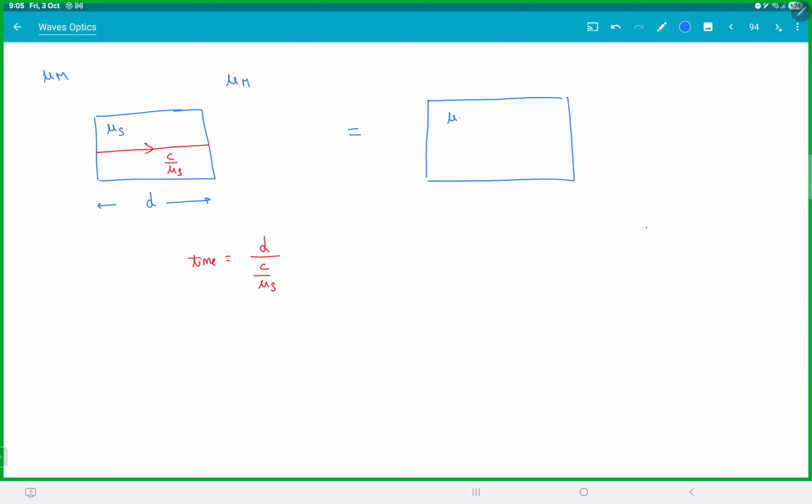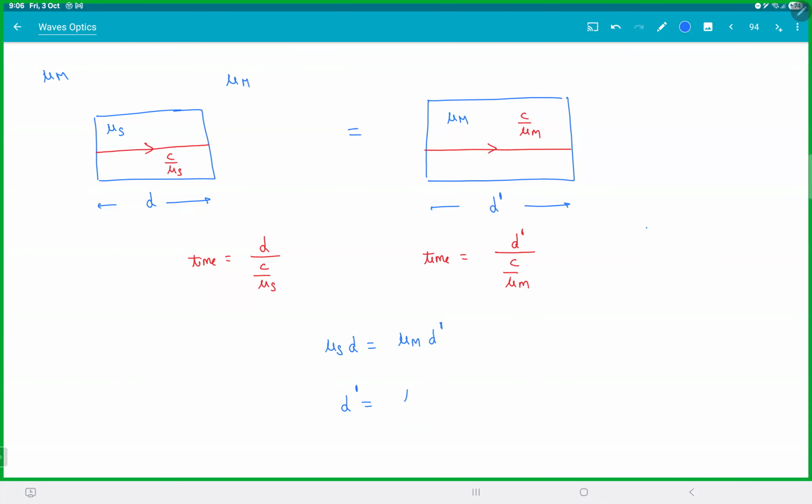Meaning, if you replace this slab with a mu m medium of thickness d dash, and if you send the light ray, I want the time to be same. So here the speed is c by mu m. So here the time will be d dash by c by mu m. If you say both of them have same optical path, then it will be mu s d is equal to mu m d dash. So we get d dash is equal to mu s by mu m into d. If outside medium is vacuum, then it will be mu s into d.